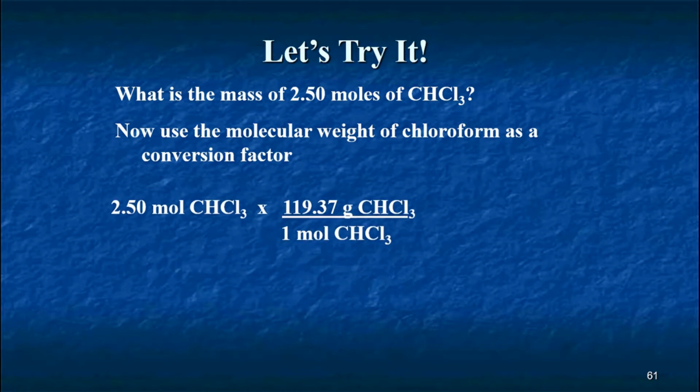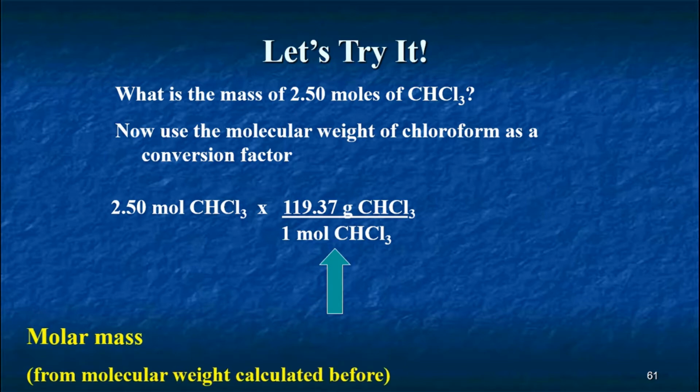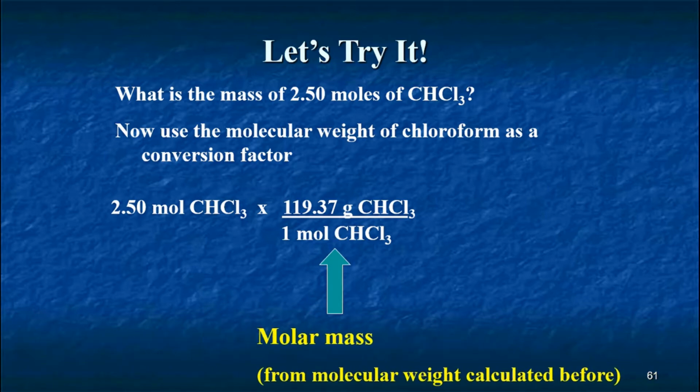So we have 2.50 moles times what we determined from the previous calculation from the molecular weight, 119.37 AMUs per molecule, which is the same as 119.37 grams per mole of molecules. And as we've done previously, we set up the conversion factor so that the moles will cancel out. And now we have our final result, 298 grams to the proper number of significant figures.